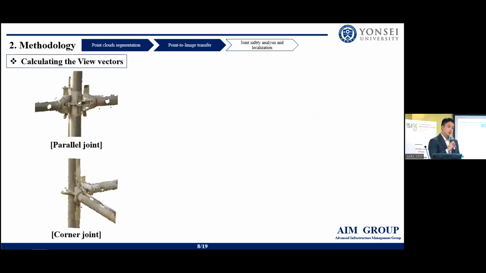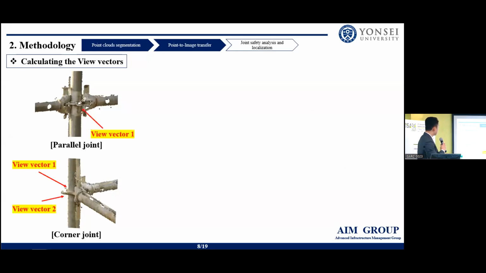After calculating the viewpoints, we need to select the view vectors, which is the direction of the camera that is looking at the viewpoint. To define this for each joint, we first need to divide the joints into 2 types, which are parallel joint and corner joint. To secure the safety of a parallel joint, we only need a single vector to see all the components of the joint. However, for a corner joint, a single vector is not enough to see all the components. So we need to extract 2 view vectors for a corner joint. And the value of the view vector is defined as the perpendicular unit vector to the guardrail line.